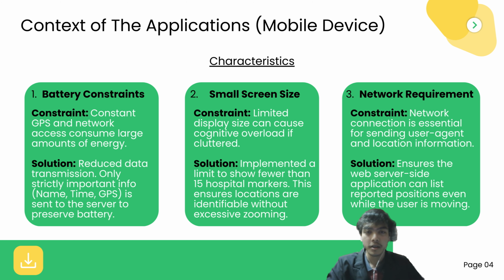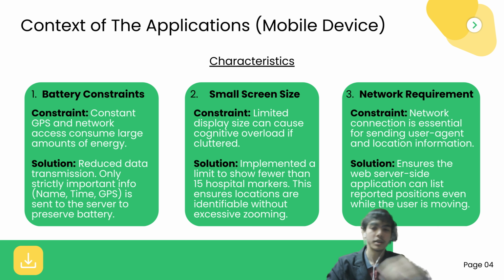And these are the characteristics of mobile devices. The first one is battery constraint. Constant GPS and network access consume large amounts of energy. So mobile devices have a limited battery. When the mobile uses GPS and network access constantly, it will make the phone battery die very quickly.